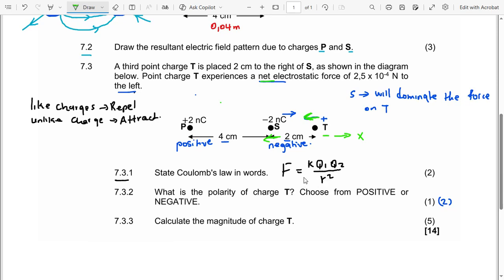So the correct answer, oh, I'm sorry. So to answer the correct answer, T must be positive, okay? So T must be positive. The correct answer is positive. That's your answer.